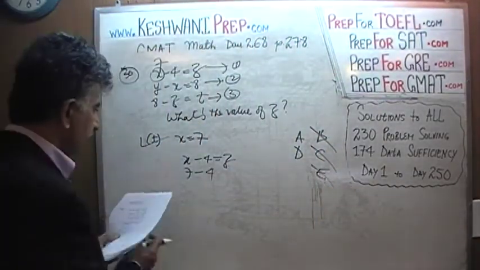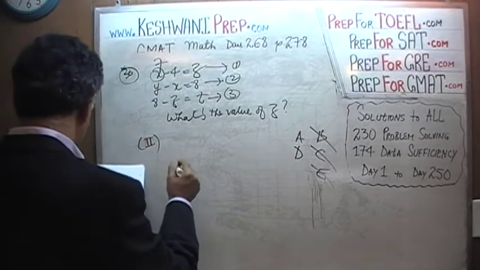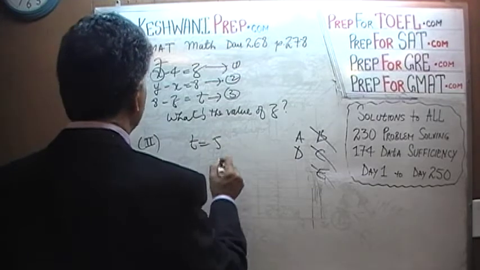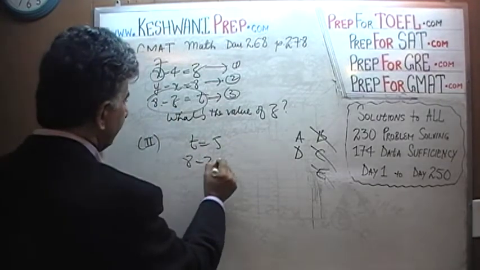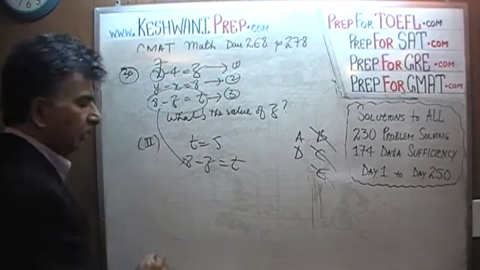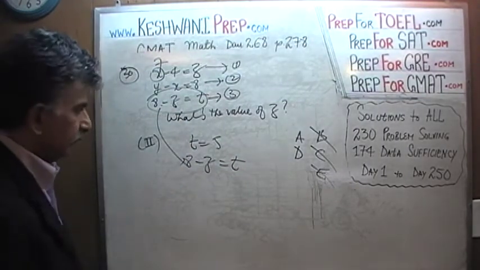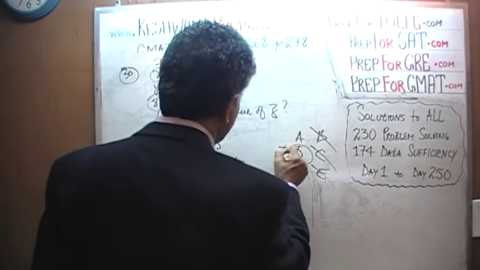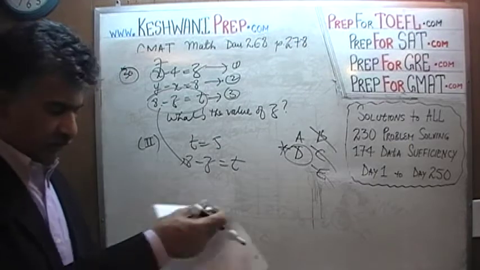Let's look at the second statement. The second statement tells us that t is 5. Here's t, right here, again, ridiculous. 8 minus z equals t. Now, in equation number 3, t we are told is 5, so we can figure out the z obviously. The second statement is also enough by itself. The answer is D. Let's move on then.